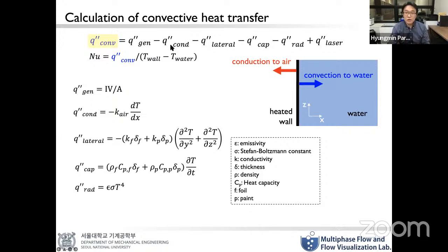And also through conduction, heat can be lost, and in the lateral direction heat can also be moved. The capacitance will also be a source of loss. Radiation can also be a source of loss. And we also have to add the heat from the laser. Actually, we modeled all of these things, and we calibrated this through multiple steps.